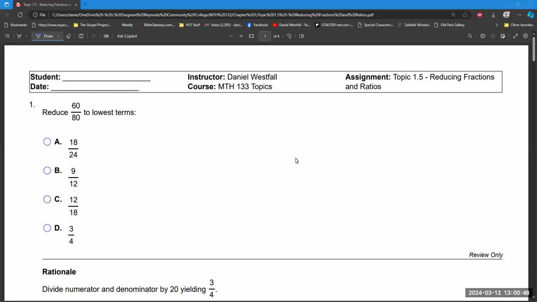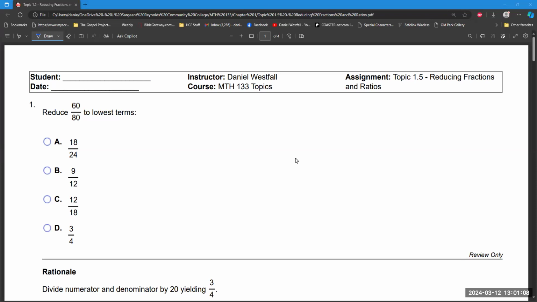This video will be talking about topic 1.5, where we'll be reducing fractions and ratios. So let's go ahead and look at 60 divided by 80. And they already tell us in the rationale here what the greatest common factor is: 20. Let's pretend that we didn't know that.